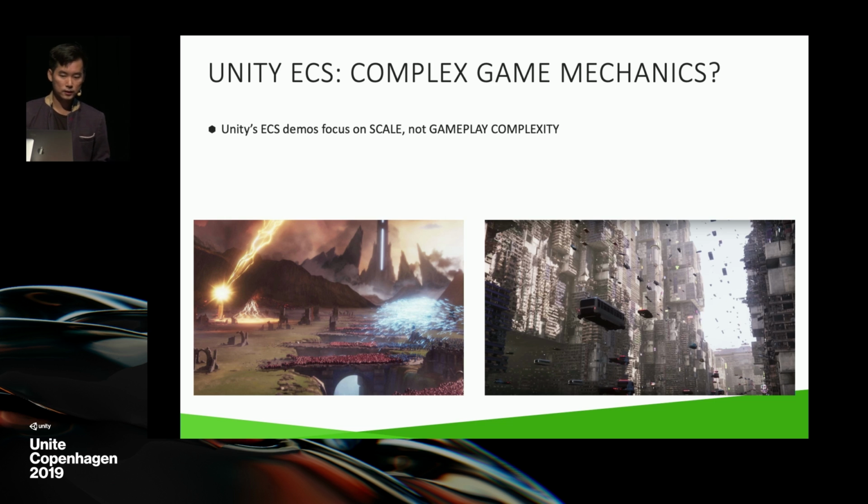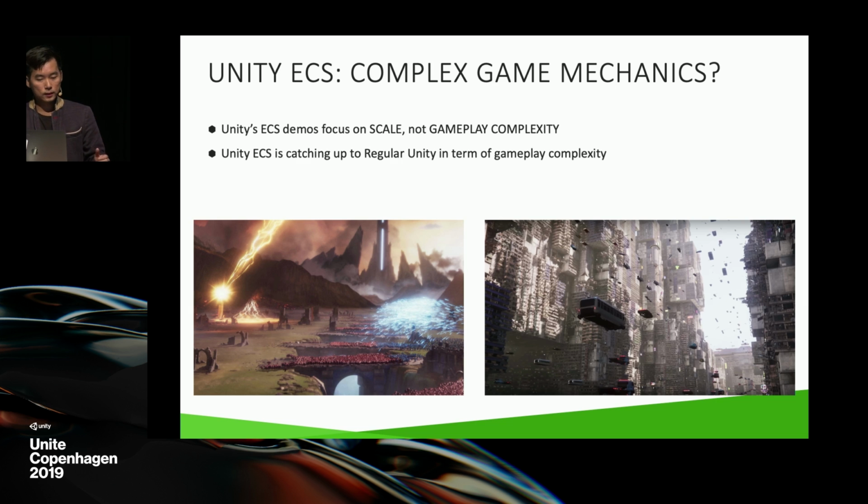However, when you look closely, the gameplay complexity is not their focus. When you look at the arrow volley, the soldiers in a square formation basically just shoot a square of arrows. And in Megacity, the flying cars follow fixed, predefined patterns without too much pathfinding going on.